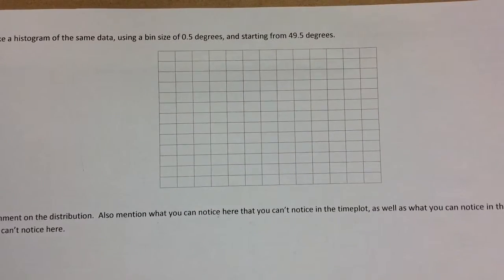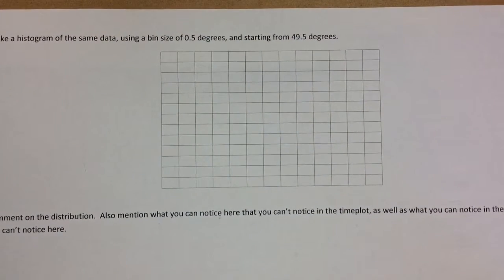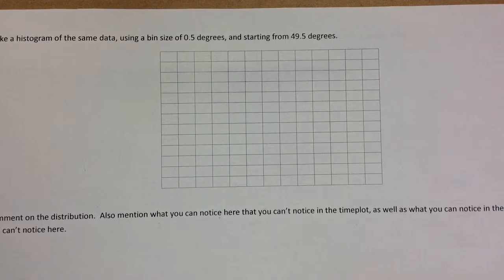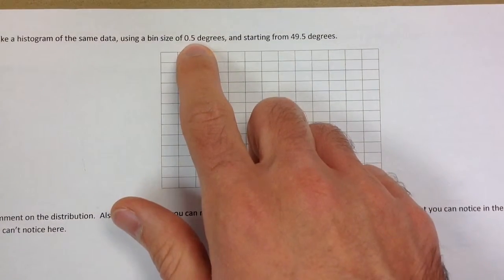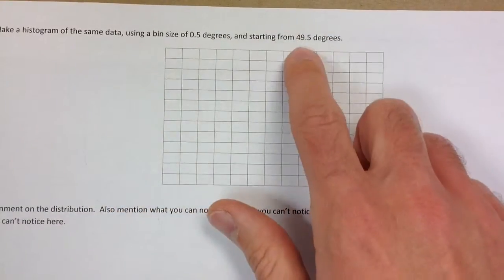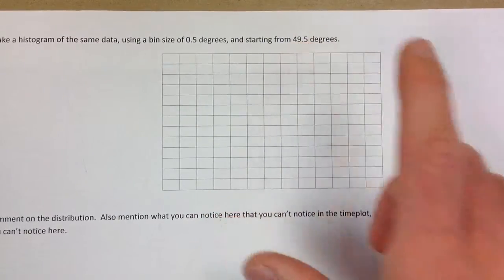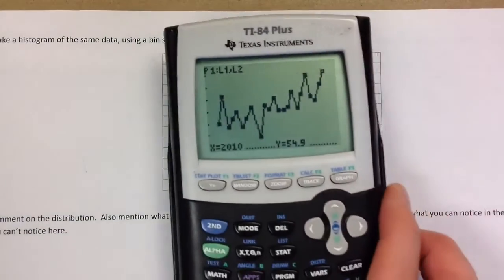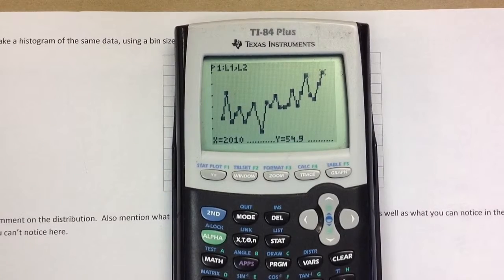Now, to the back. The time plot can't show you modes, and sometimes it's hard to discern things like mean and median from it. So we'll use a histogram, which shows a distribution, how the data is distributed, or spread out. I guess you could think of it that way. We have been dictated a bin size, 1/2 degree, and that we start from 49.5 degrees. Since I showed you this, tell me, how do I make a histogram on the calculator?